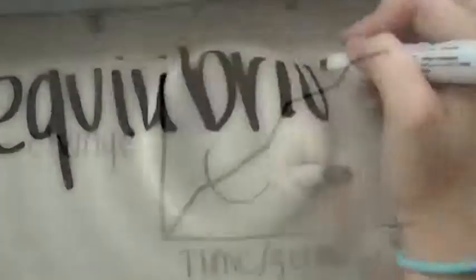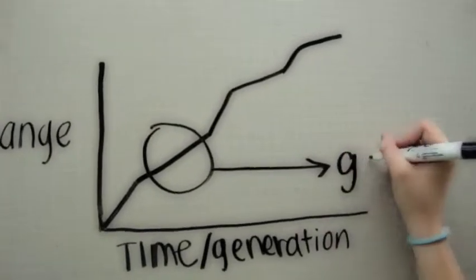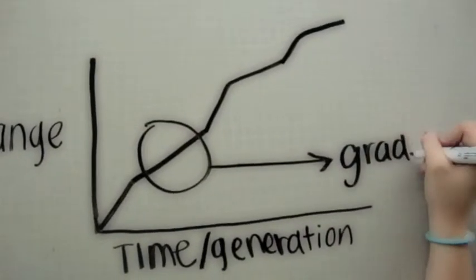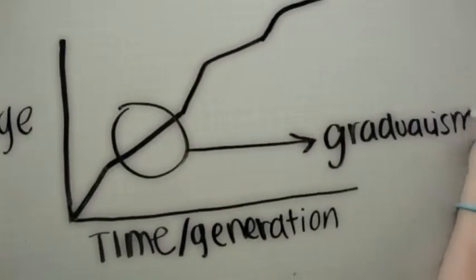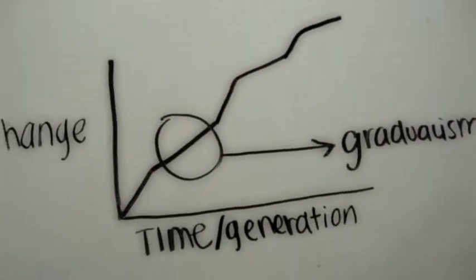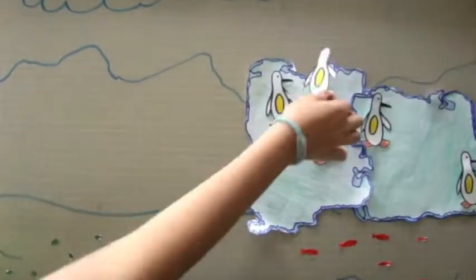The other type of evolutionary rate is punctuated equilibrium. This is a pattern of evolution in which long stable periods are interrupted by brief periods of rapid change, which is unlike gradualism. An example can be demonstrated with penguins.